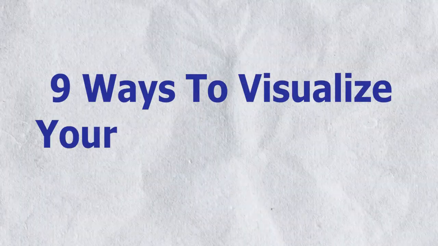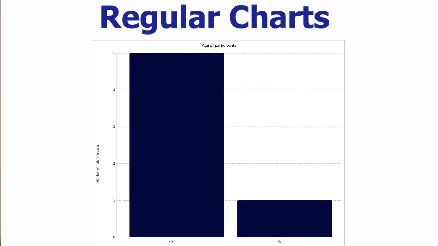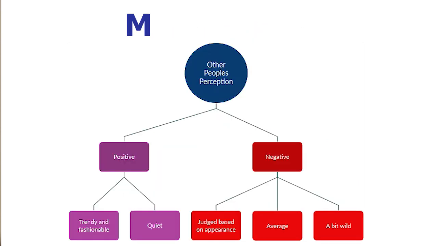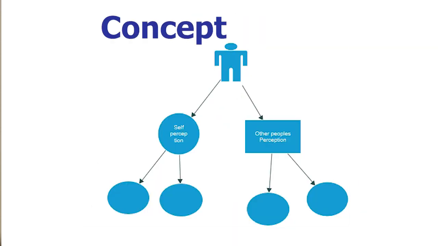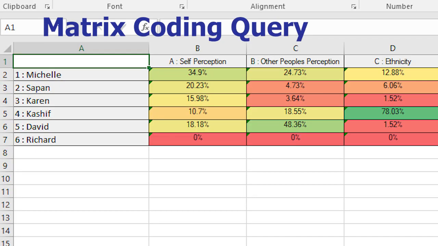In this video, I will show you 9 ways you can visualize your data in NVivo 14 to come up with a visually pleasing report. We are going to create 1 word clouds, 2 regular charts, 3 hierarchy charts, 4 tables that can be turned into bar charts, 5 project maps, 6 mind maps, 7 concept maps, 8 comparison diagrams, and 9 matrix coding query tables.